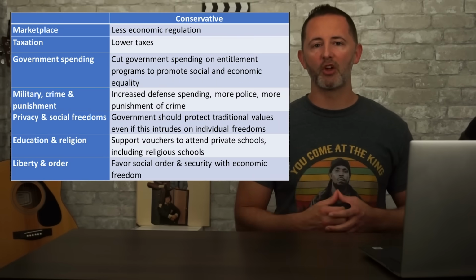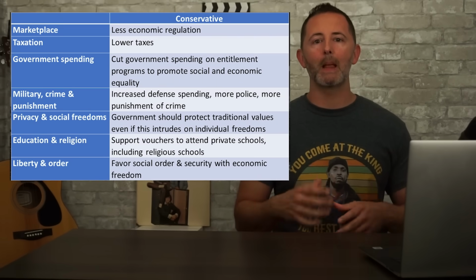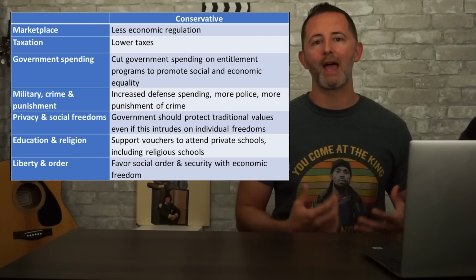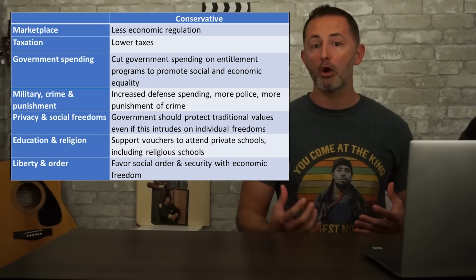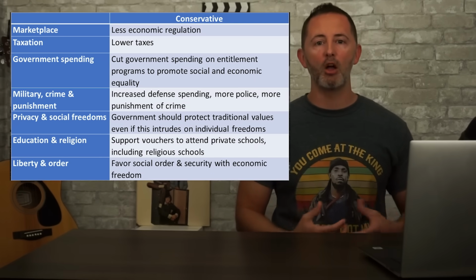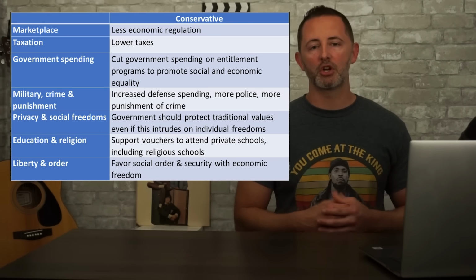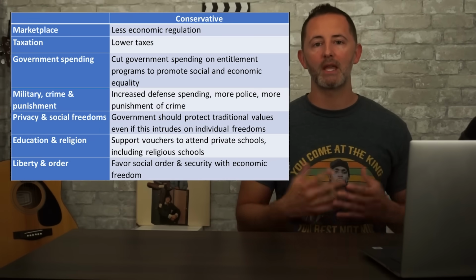So let's talk about and massively oversimplify our big three. Conservatives typically like economic freedom, low taxes, less regulation, and less government effort in promoting social and economic equality. But they favor a stronger government when it comes to defense, police, and law enforcement, and often favor restrictions on things like abortion, same-sex rights, and marijuana.